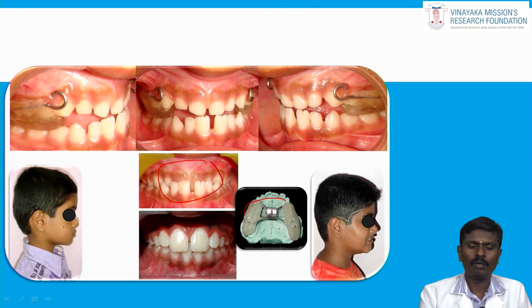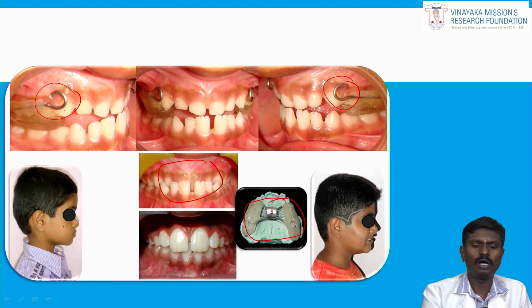So this is the bondable Hyrax screw with elastic holding loop on both the sides. This we will cement inside, and you have to activate the screw one quarter turn per day. If the patient is growing at a younger age, one quarter turn is more than enough, because the maxillary sutures won't be that much intact. So very mild force is enough.